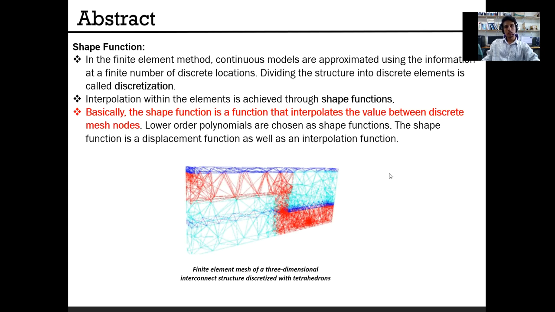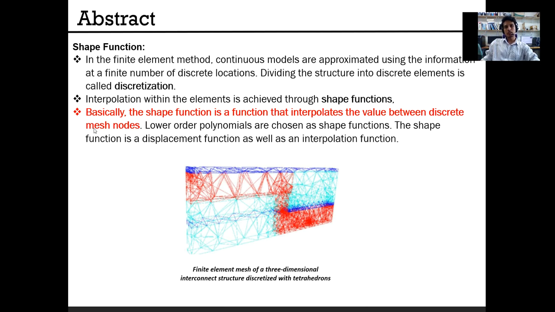So this is actually the introduction of shape function. Before going to finite element analysis, some continuous models are approximated using some information at a finite number of discrete locations. That means we need to discretize the model piece by piece, and we need to converge it after discretization. So for that reason we need to identify the points, and we need to make some meshes or shapes, and from that shape we need to collect the data.